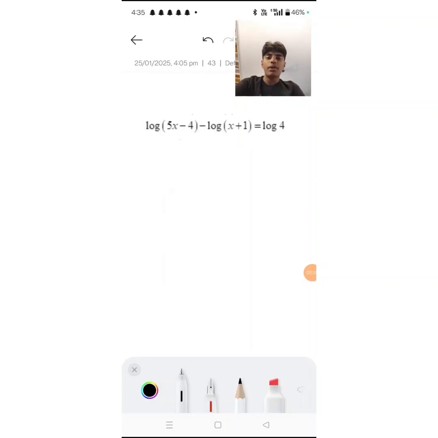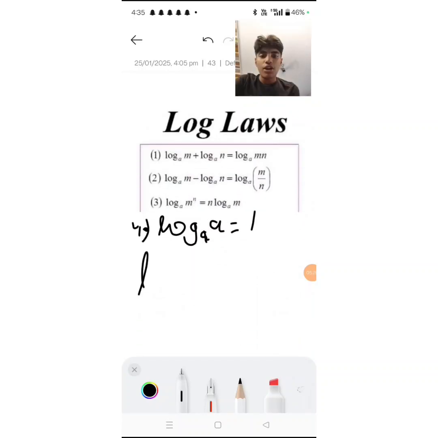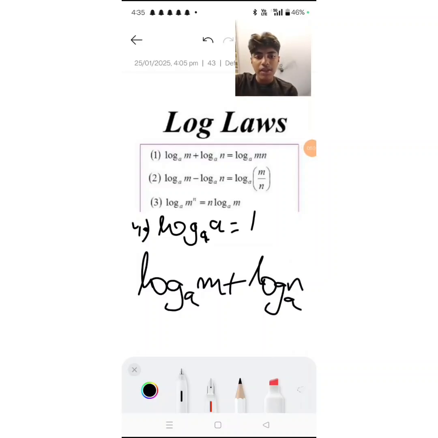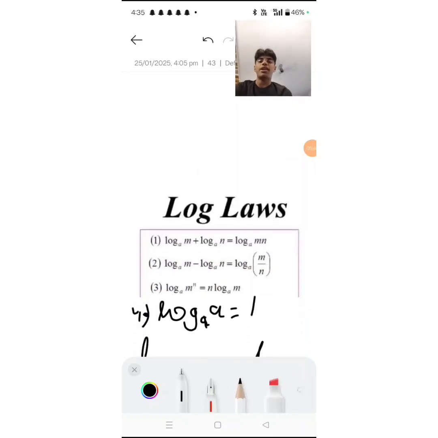Log 5x minus 4 minus log x plus 1 is equal to log 4. Now before we get to this, we'll actually look at the laws of logs, because in order to do that sum, you need to look at the logarithmic laws. Log m plus log n to the base a. Now remember, whenever I write something as, if I just write log 7, you automatically assume that the base is 10. If it's not written, it's automatically assumed that the base is 10.